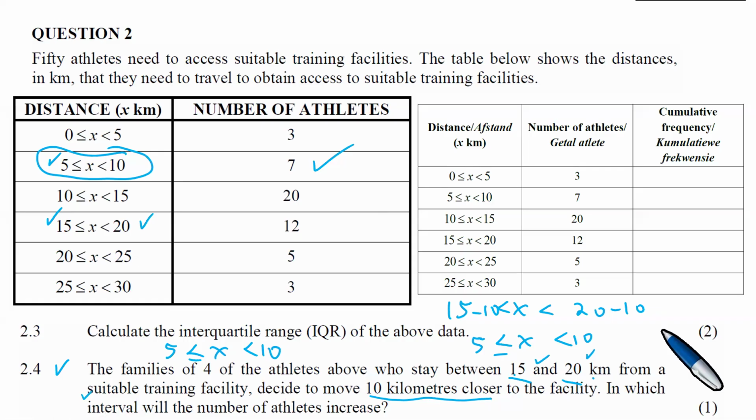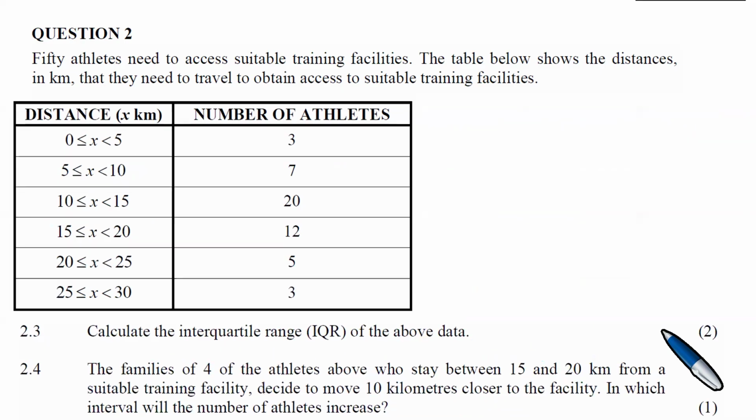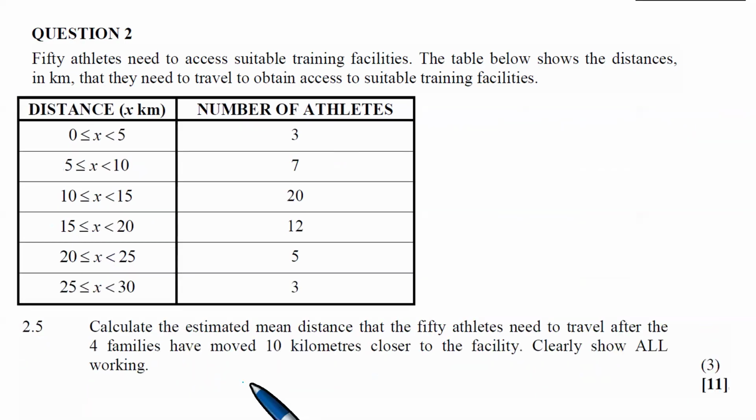Right, question 2.5. Calculate the estimated mean distance that the 50 athletes need to travel after the 4 families have moved 10 kilometers closer to the facilities. Right, so now here you're going to do the cumulative frequency. When you do the cumulative, it's going to be 3. You add 7, you get 10. You add this one, you get 30. You add, you have 42. You add, you have 47. You add, you have 50.